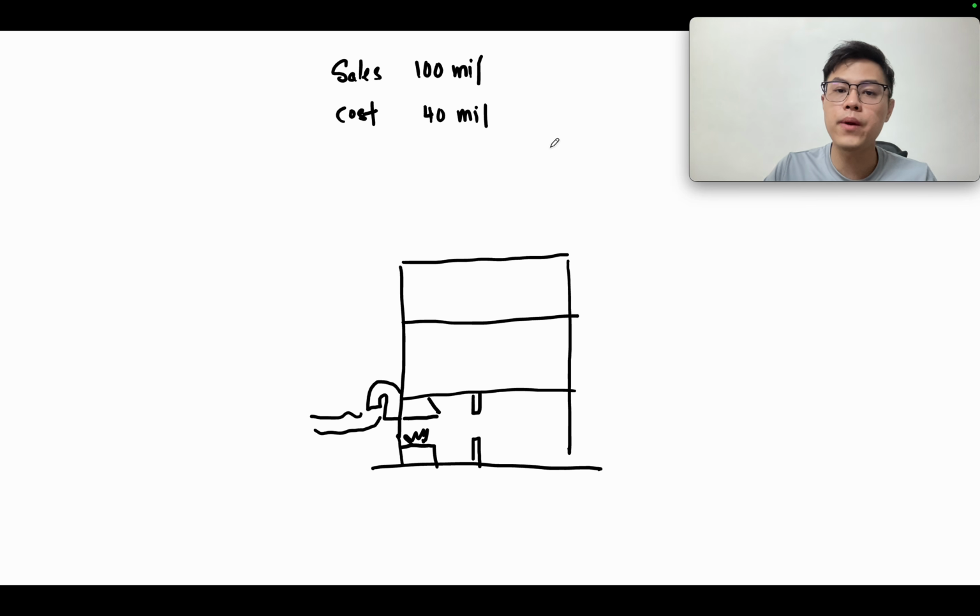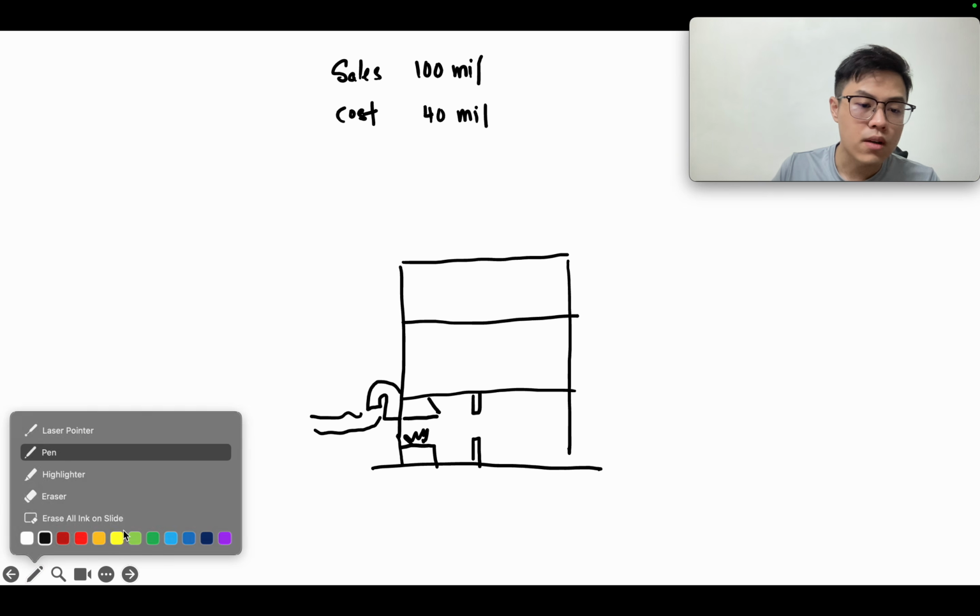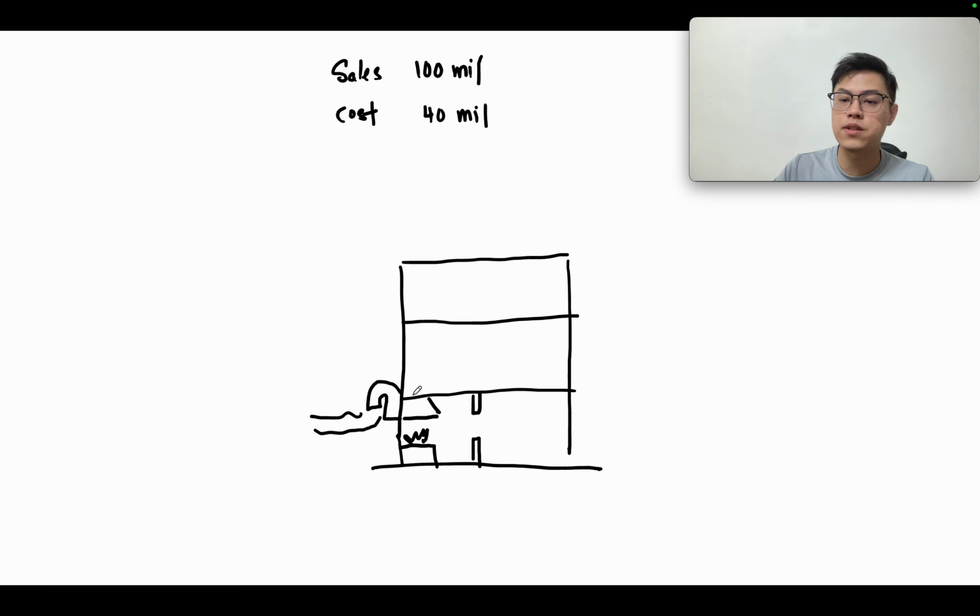We are going to take this project as 2 years, for example. Assuming there are constant progressions, each year we will recognize 50 million of sales and 20 million of cost. So this is the original project. And now you come into a situation whereby certain authorities tell you that this is not allowed, so you need to modify.